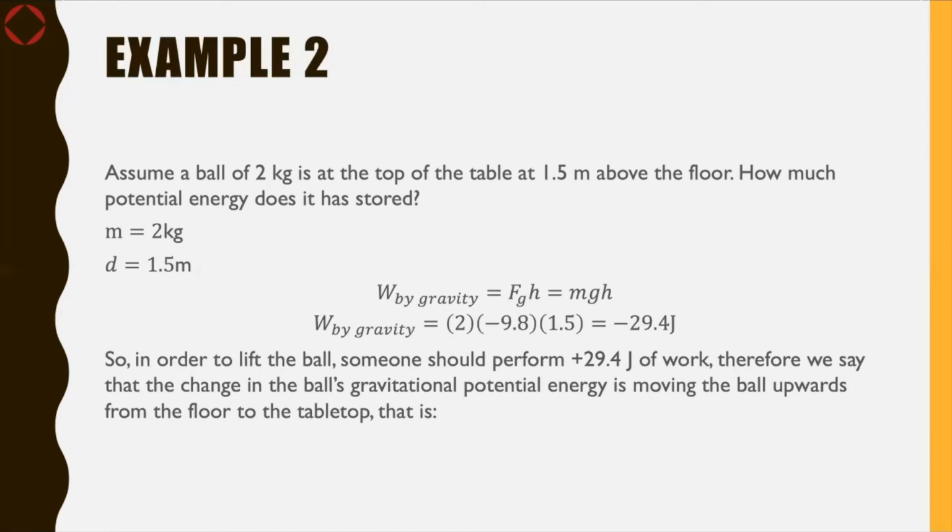Okay, so we say that the change in the ball's gravitational potential energy is actually moving the ball upwards. So this is work done by gravity equals the potential energy equals mgh. This is the most important part of this slide. Potential energy equals mgh, g being positive. That's why the negative here, because in this case g is positive.